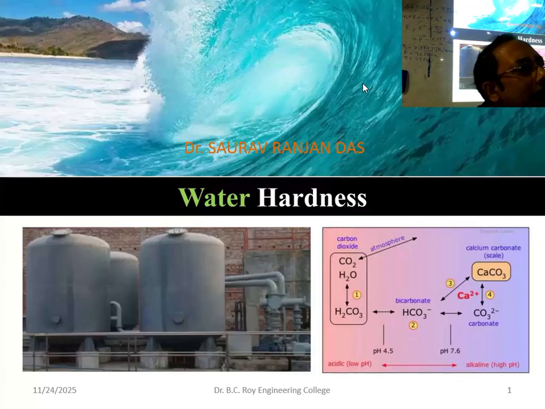Now C17H33COOH, that means one double bond present. That is called oleic acid. So stearic acid, palmitic acid, oleic acid, these are called higher fatty acids. Sodium and potassium salts of these compounds are called soap.